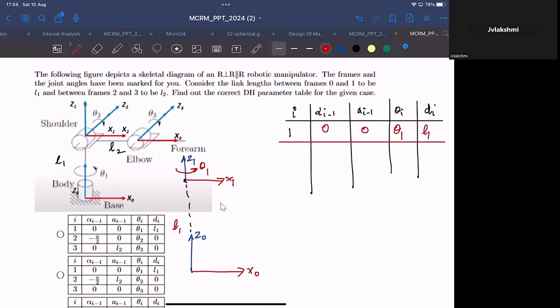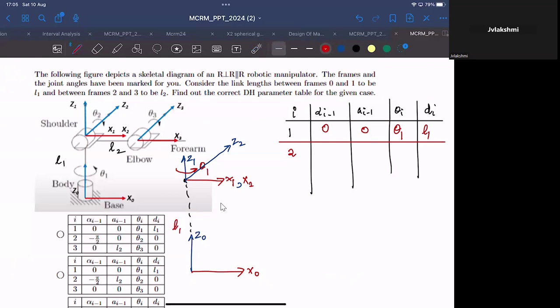Now, what would be the transformation between frame 1 and frame 2? So Z2, I'll draw it like this. Now this is Z2, and X1 and X2 are along the same axis. So how do you transform frame 1 to frame 2?